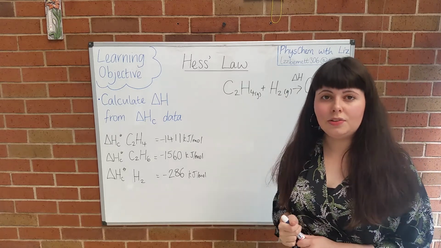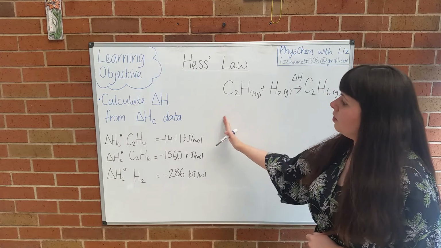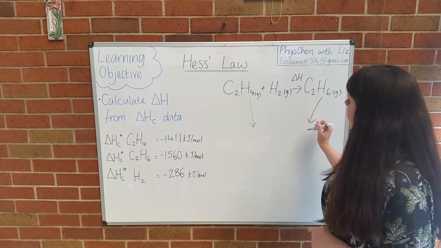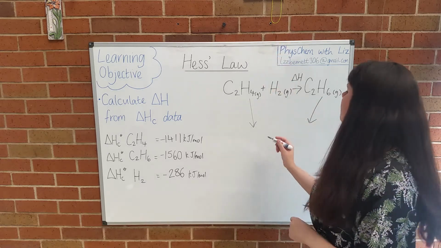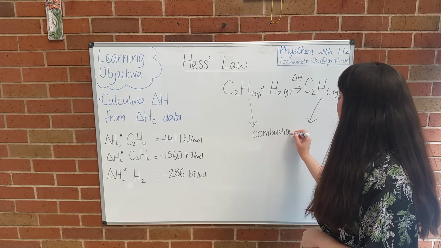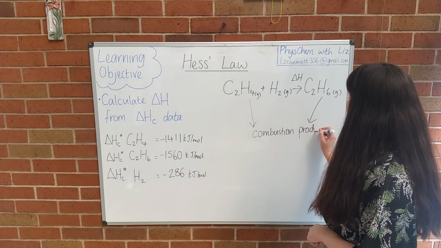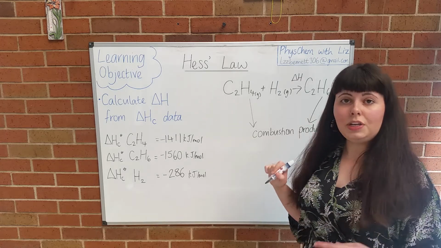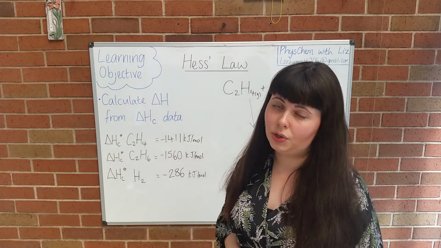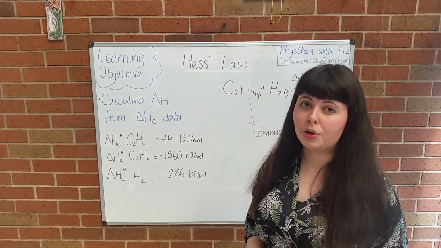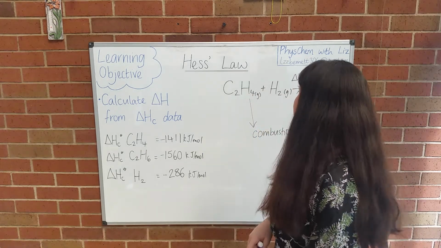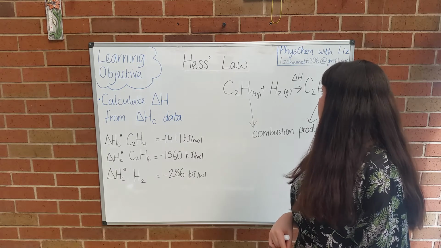So remember from the introductory video, when we're given combustion data, this is the Hess cycle that we draw. Our arrows point down and we have combustion products here. Now, we don't even have to write what the combustion products are, unless it specifically says so in the question. We can just write the words combustion products. But if we're burning hydrocarbons, it's going to be carbon dioxide and water.